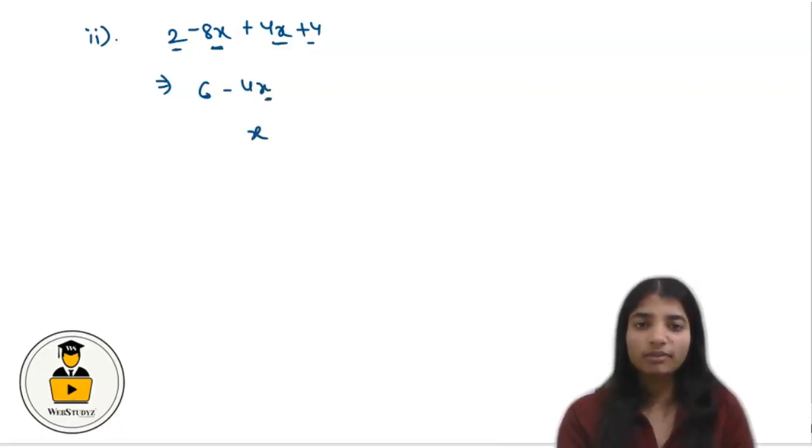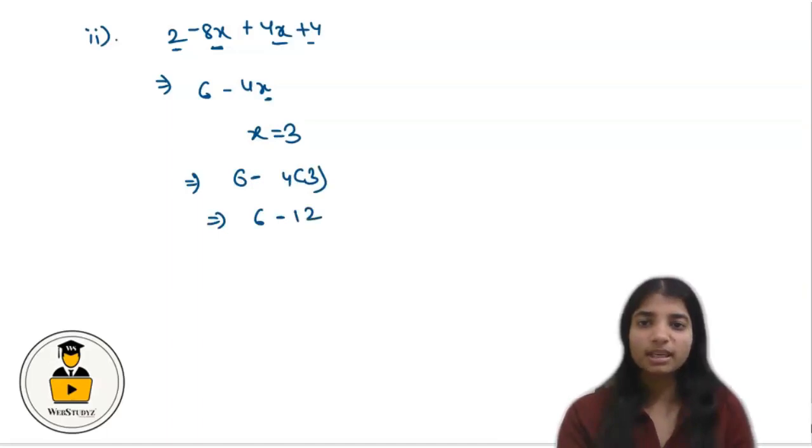Here we have only one variable, which is x, and the value of x is equal to 3. So we are going to plug in the value: 6 minus 4 multiplied by x, that is 4 multiplied by 3, which is 12. So when we subtract 12 from 6, we get minus 6. So minus 6 is the answer to part 2 of this question.